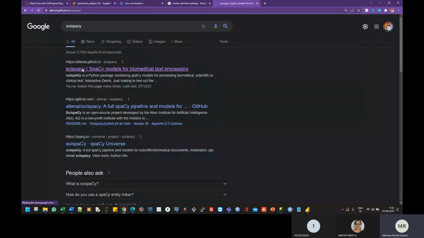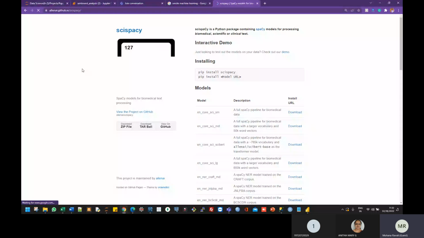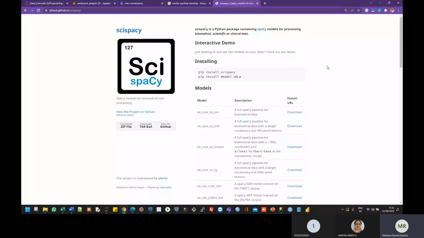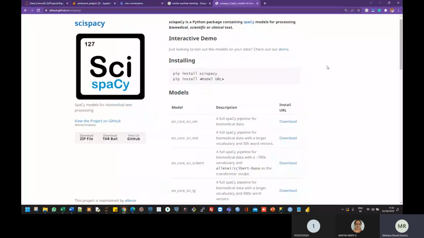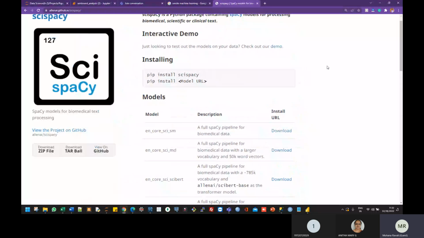Can you see here, SciSpace? In SciSpace, how many models do I have here? I cannot release that, right? These all are models in it. Each model is specified to something.